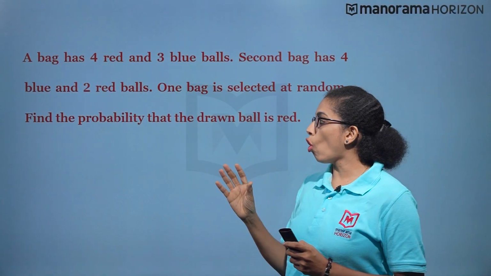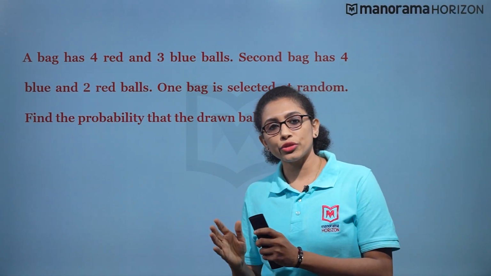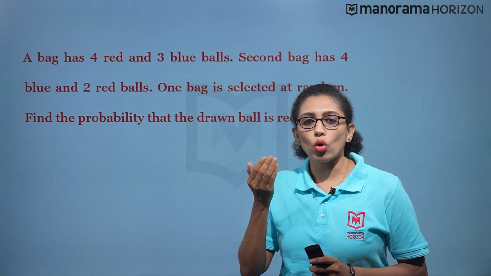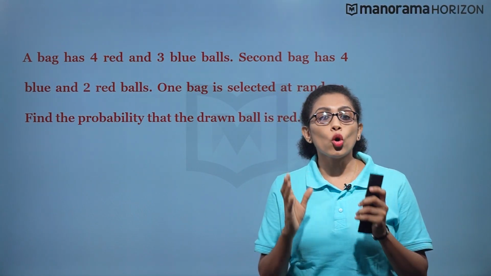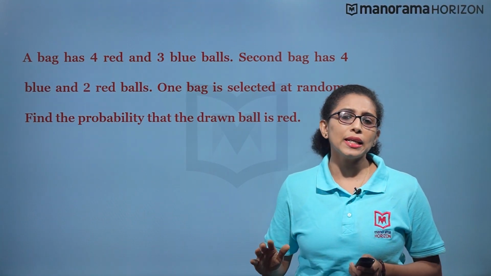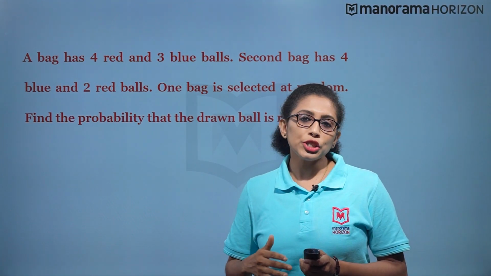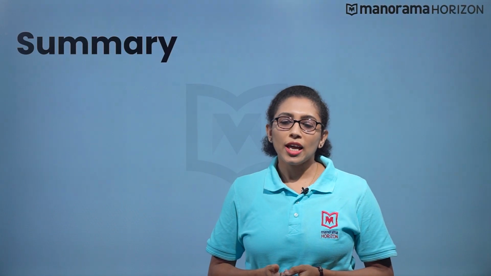Alright, now let us see another question. A bag has 4 red and 3 blue balls. The second bag has 4 blue and 2 red balls. One bag is selected at random. Find the probability that the drawn ball is red. This type of question can be solved using the theorem of total probability. That is completely based on the partition of the sample space, which we will be discussing in our next video. Now, let us wind up the entire section.